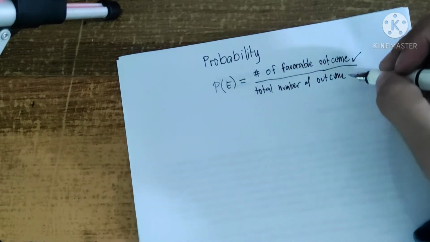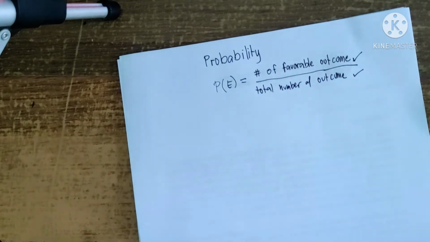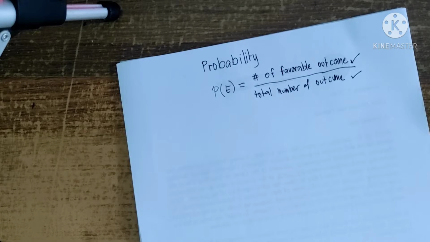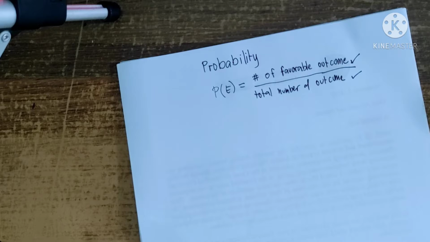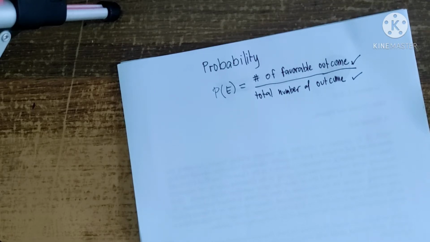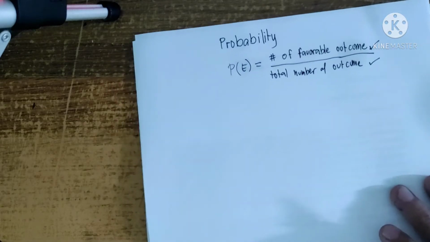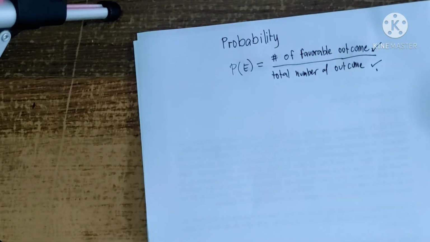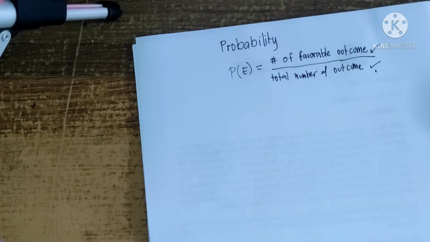Okay? And then, the total number of outcomes naman, ito yung total or ito yung tinatawag natin na sample space, yung a set of all possible outcomes. Yung total niya. For example, merong 8 possible outcomes sa family of 3. Okay? So, we have 8 possible outcomes, ito yung ilalagay mo dito. Okay. So, let's have an example.